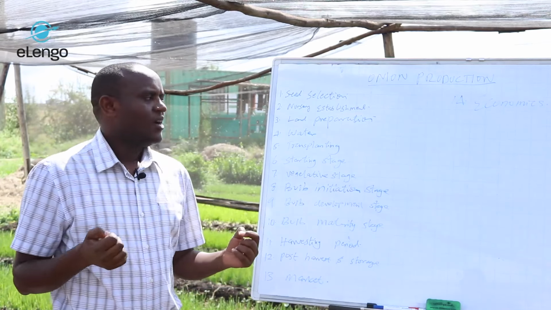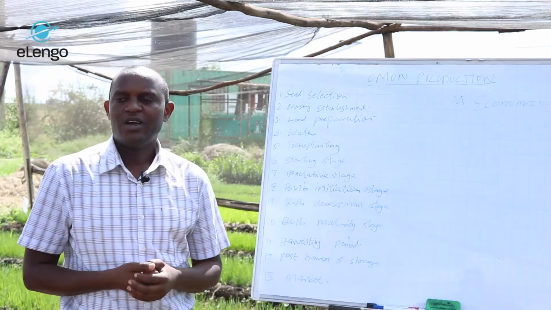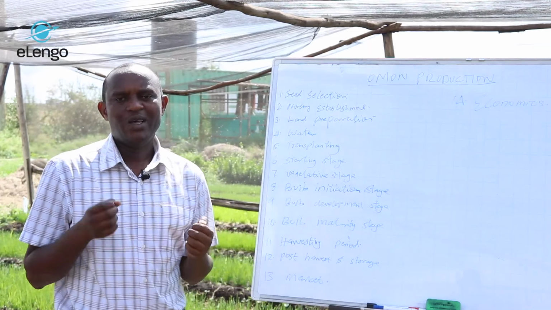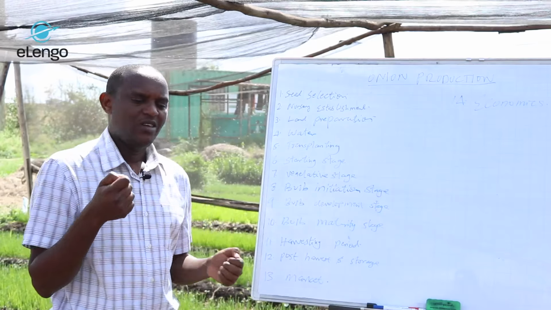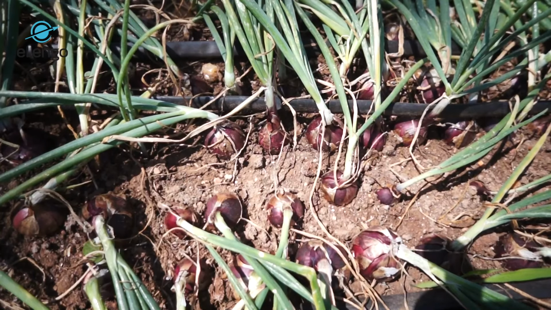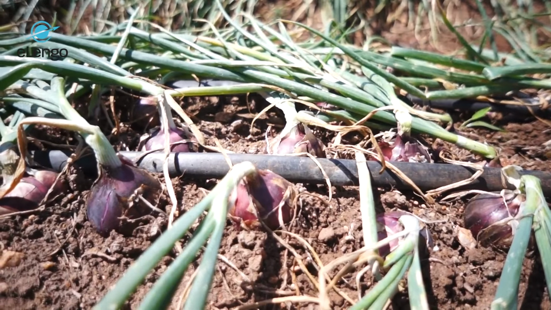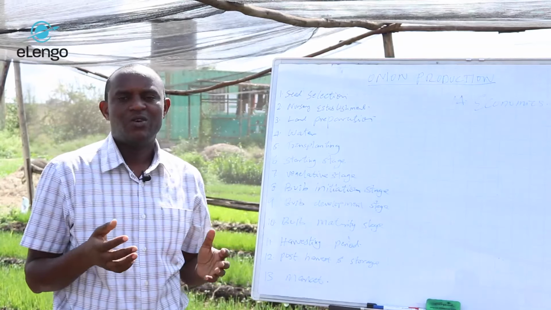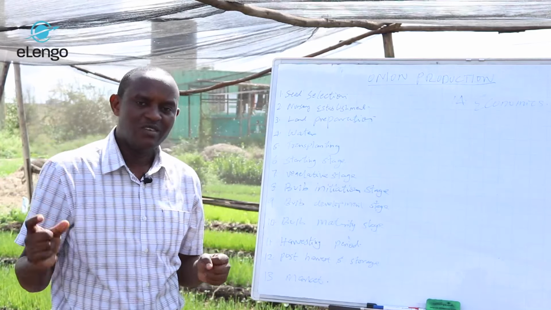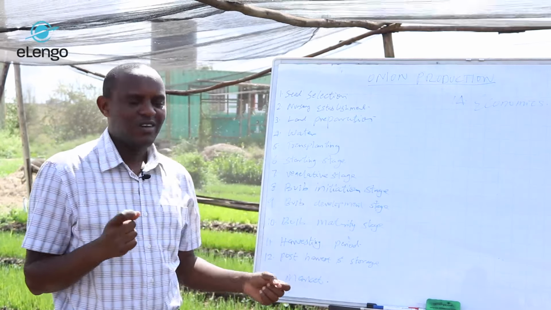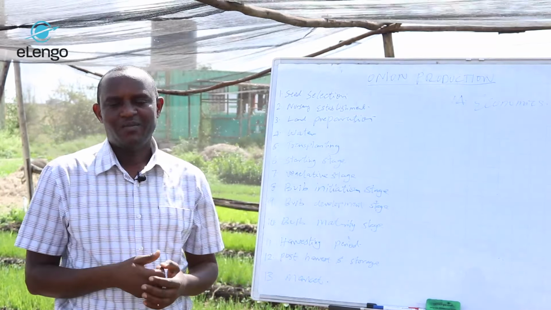But all in all, the good thing about onions is that once you cure them well during the harvesting stage, and then do good storage, they are able to stay up to 6 months. Many on average stay for around 3 months, but some are able to stay up to 6 months. So you are able to hold your crop and wait for better prices.